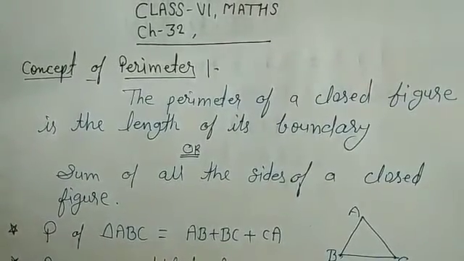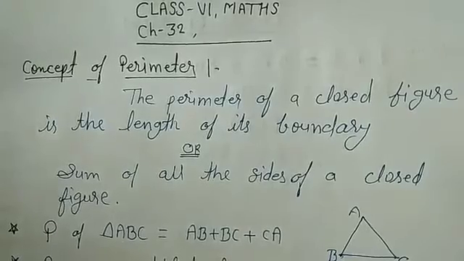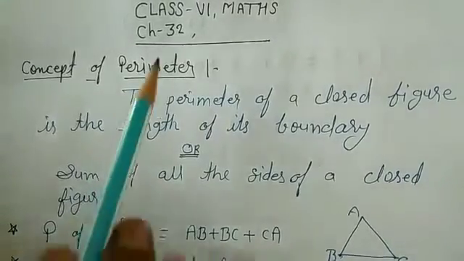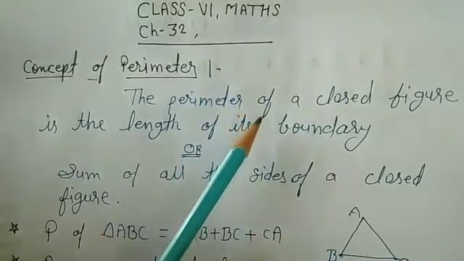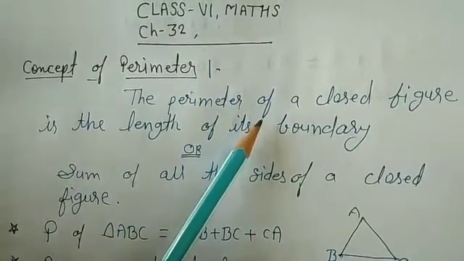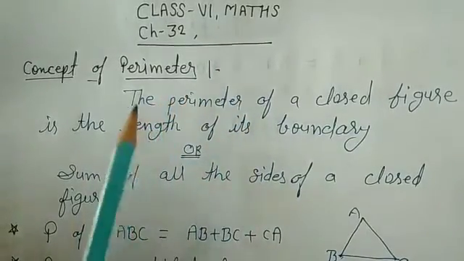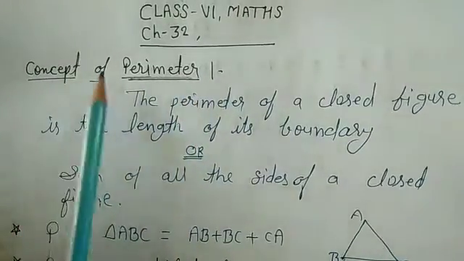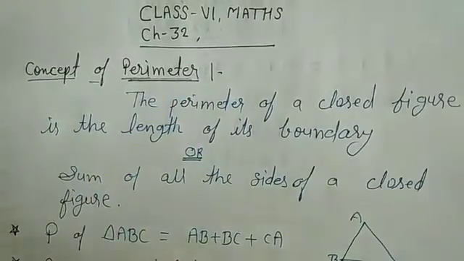Your term test one chapter is complete, syllabus is completed. Syllabus term assessment 1 chapter 2, that is chapter 32, perimeter and area. In this chapter we have to study only the perimeter and area. First of all, we will discuss the concept of perimeter. Perimeter means boundary of the figure.